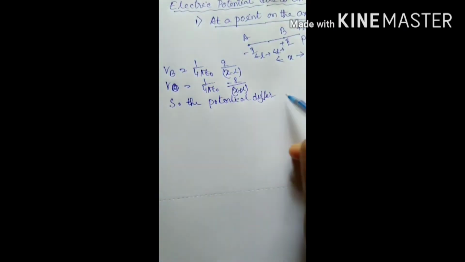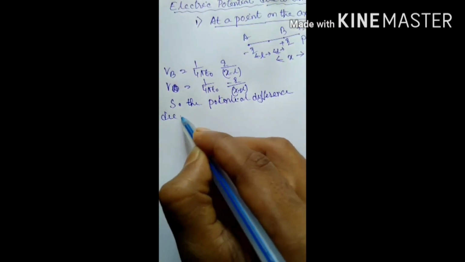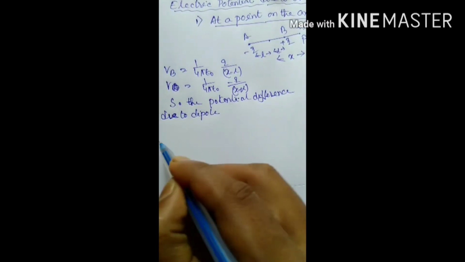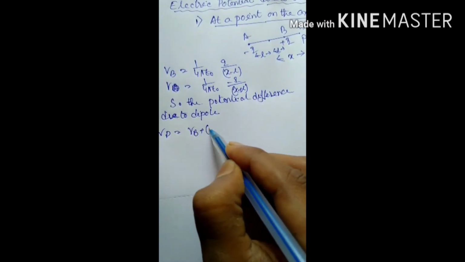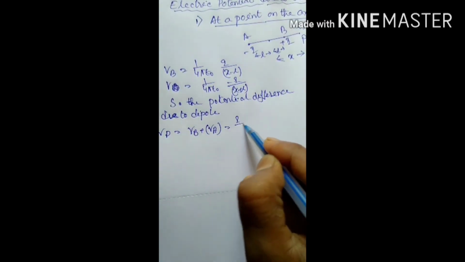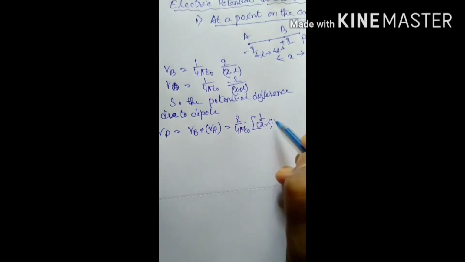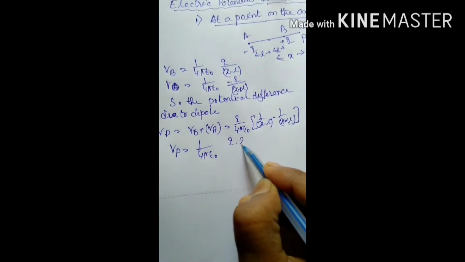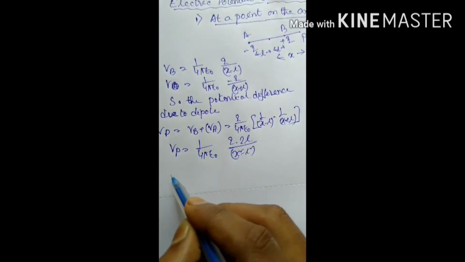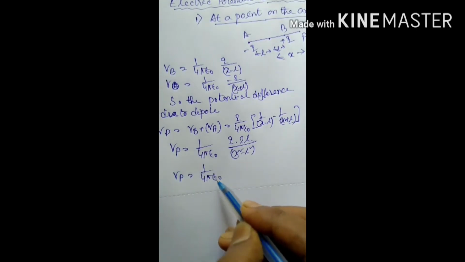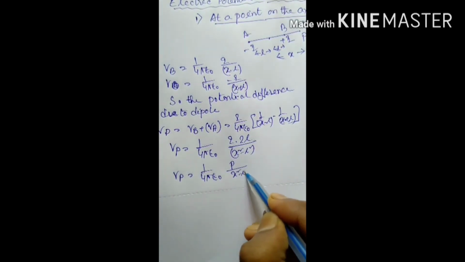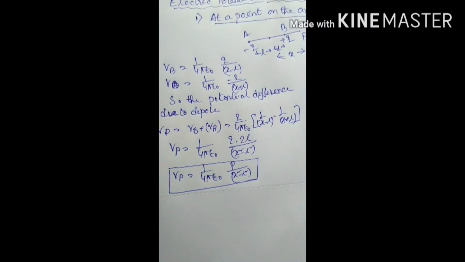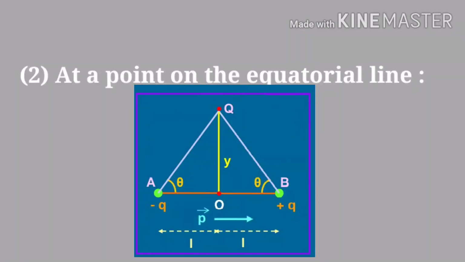So the potential due to the dipole, Vp, is equal to VB plus VA. Using the values of VB and VA, we can write Q by 4 pi epsilon naught into 1 by x minus L minus 1 by x plus L. So Vp is equal to 1 by 4 pi epsilon naught Q into 2L by x square minus L square. So Vp is equal to 1 by 4 pi epsilon naught p by x square minus L square, where p is the dipole moment, and from previous idea we know that p is equal to Q into 2L.